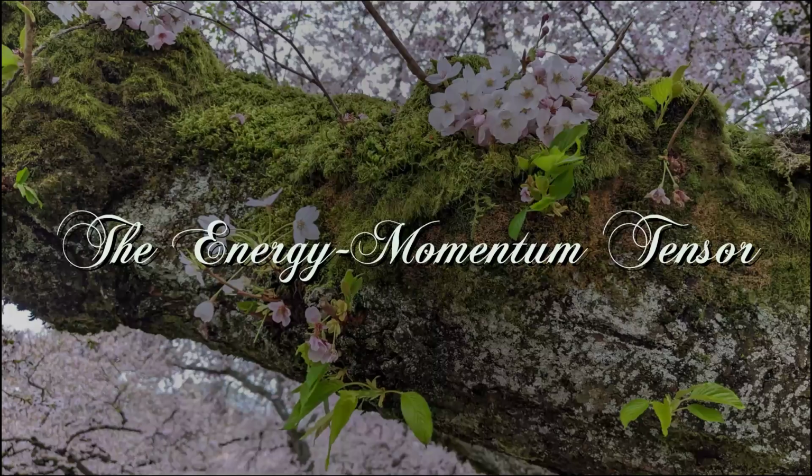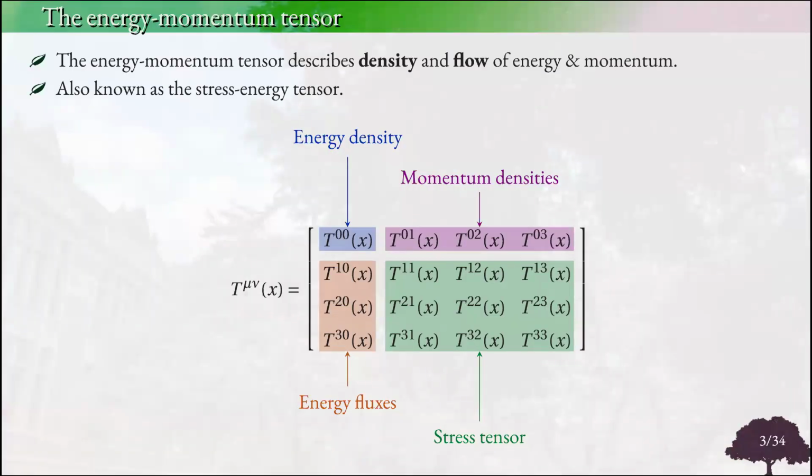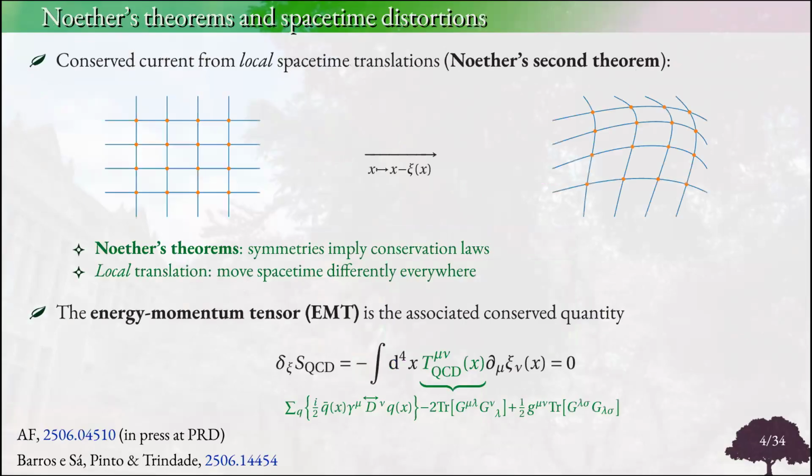So to start with, the energy momentum tensor. The energy momentum tensor is a rank 2 Lorentz covariant tensor. You can think of it as being a 4x4 matrix that consists of an energy density, 3 momentum densities, 3 energy fluxes, and a 3x3 submatrix that we call the stress tensor.